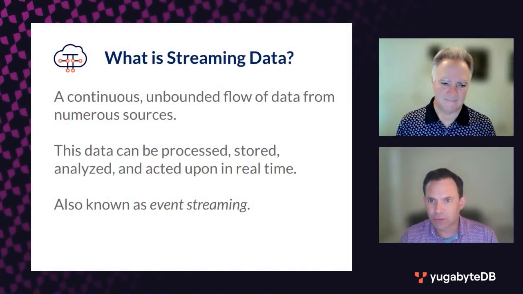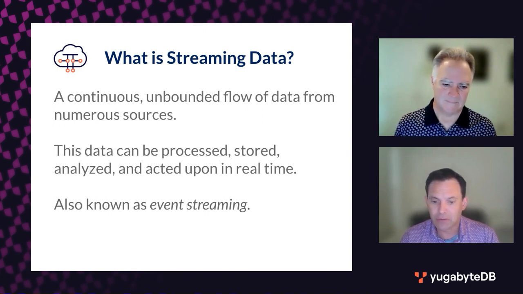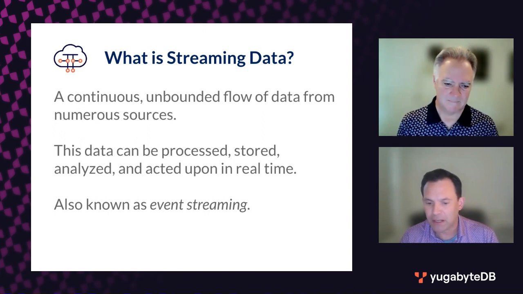Thanks, Michael. Let's talk a little bit about what streaming data is. I'm sure a lot of people have different definitions, but in the context of this session, streaming data is a continuous, unbounded, meaning there's no beginning and no end, flow of data. This data can be from numerous different sources. Typically, this data is aggregated in a processor, captured in discrete packets or events, and then the aggregate data is stored somewhere to provide business value.